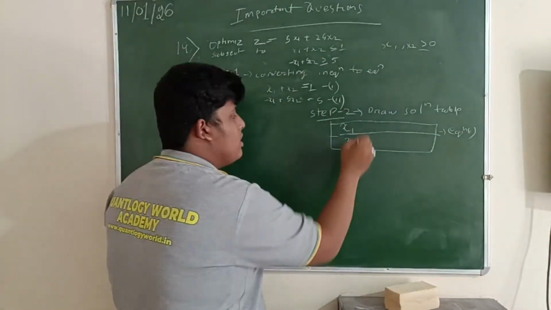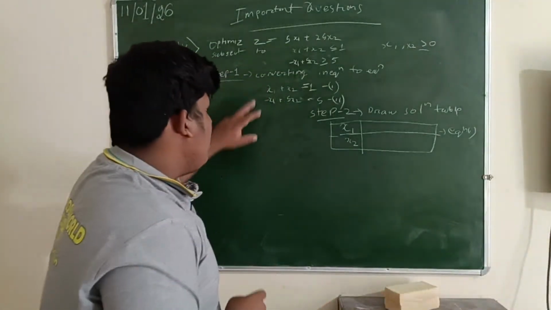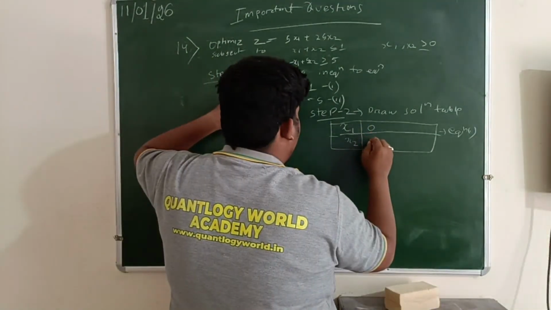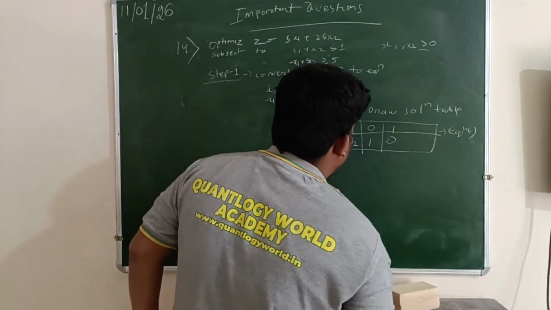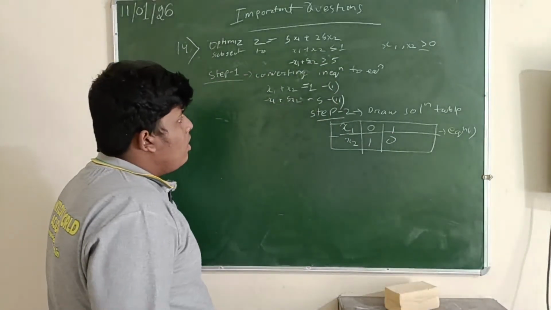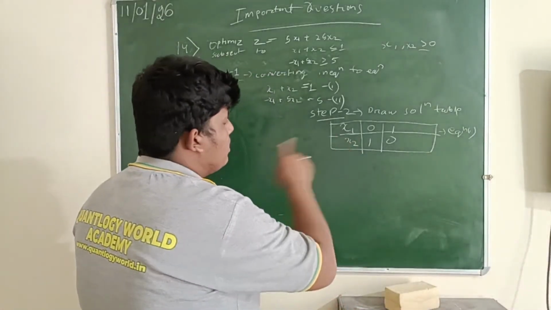This is for equation 1. The solution table will be for equation 1. If x1 is 0, then x2 will be 1, and if x2 is 0, then x1 will be 1. So this solution table is for equation 1.